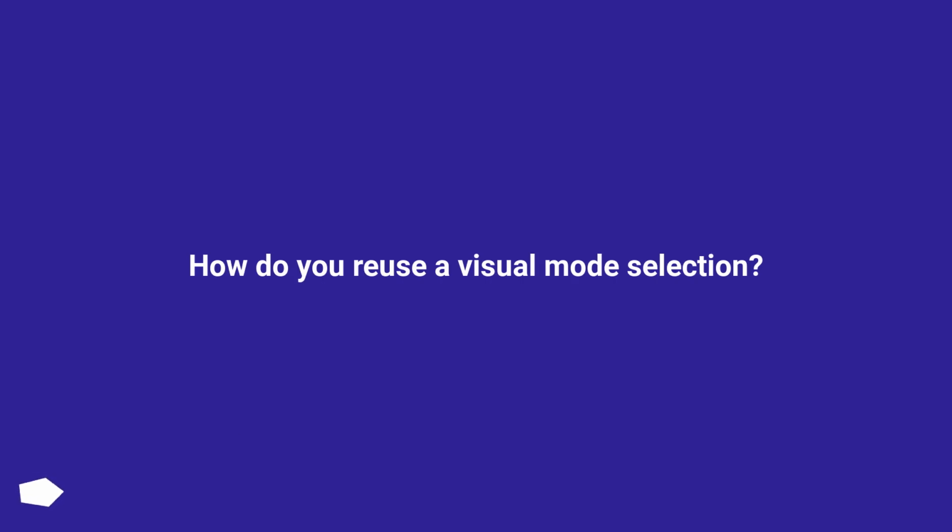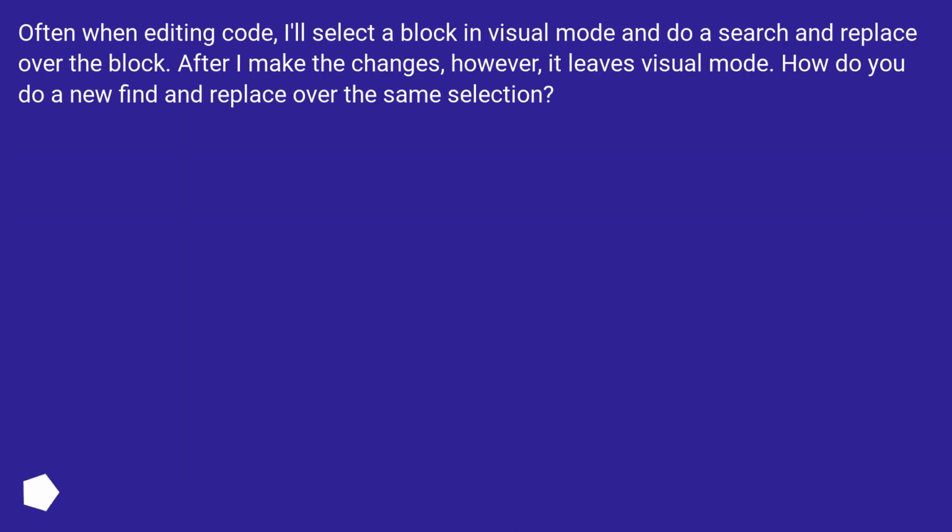How do you reuse a visual mode selection? Often when editing code, I'll select a block in visual mode and do a search and replace over the block. After I make the changes, however, it leaves visual mode. How do you do a new find and replace over the same selection?